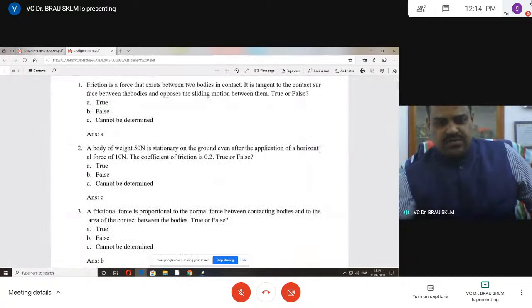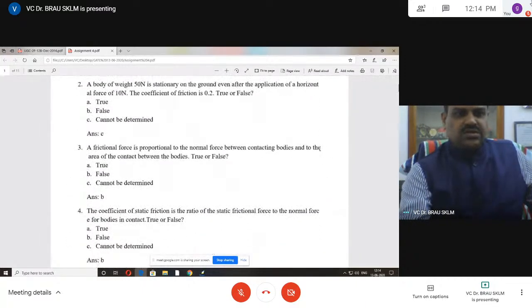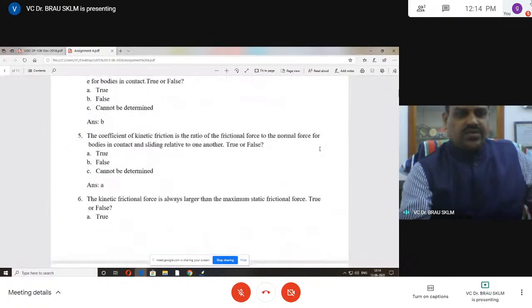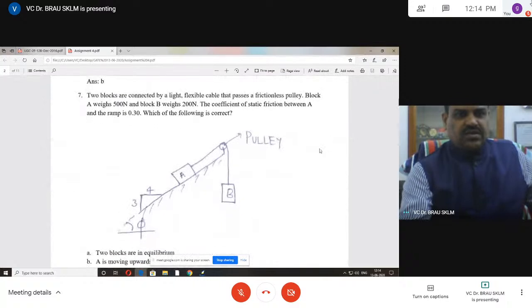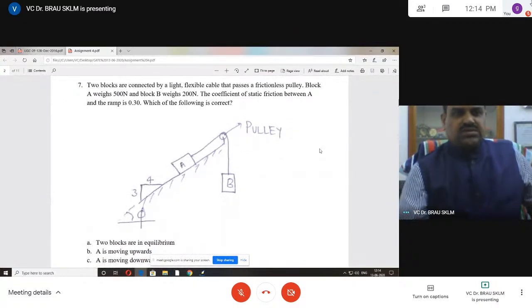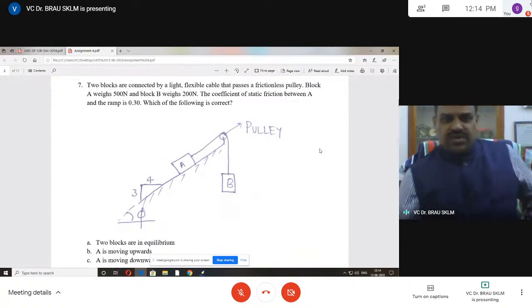This sheet will be supplied to you. You can go through some objective questions and some conventional questions also. Now let us see here, the two blocks connected by a light flexible cable that passes over a frictionless pulley. This is the pulley, two blocks. This type of problem is already done. Please do the exercise at home.